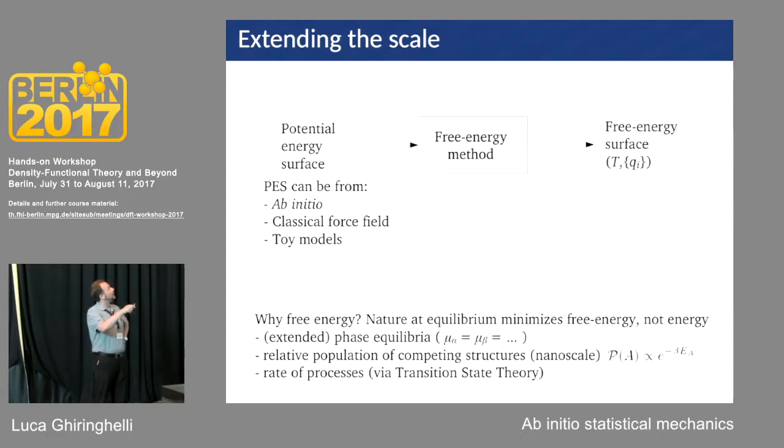And here, when I say potential energy surface, it can be anything: ab initio, force field, or even toy models. Most of the development of computational statistical mechanics has been done on toy models, by which I mean, for example, the Lennard-Jones potential. You can find something that behaves like a Lennard-Jones potential, but typically people use it because it's simple.